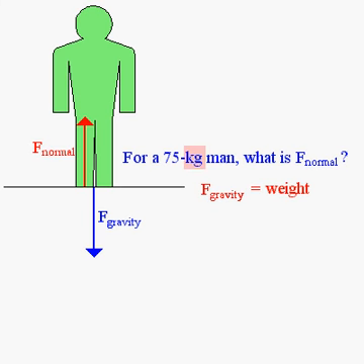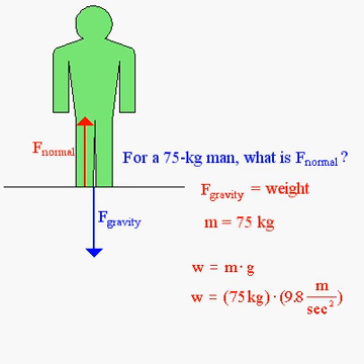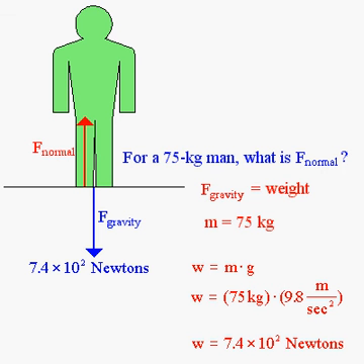So we have to convert from kilograms into newtons so that we have the weight and therefore the force due to gravity. So the weight is mass times g. We don't know the weight, but we know mass, 75 kilograms, and we know the acceleration due to gravity, 9.8 meters per second squared. So when we work that out, we find that the weight is 7.4 times 10 to the 2 kilogram meters per second squared. Well, a kilogram meter per second squared is the same as a newton, so the weight is 7.4 times 10 to the 2 newtons. Well, the weight is the force due to gravity, so F gravity is 7.4 times 10 to the 2 newtons.